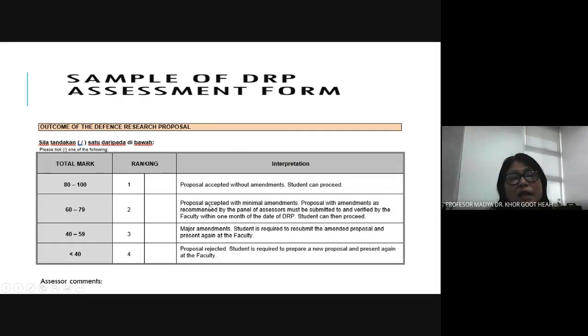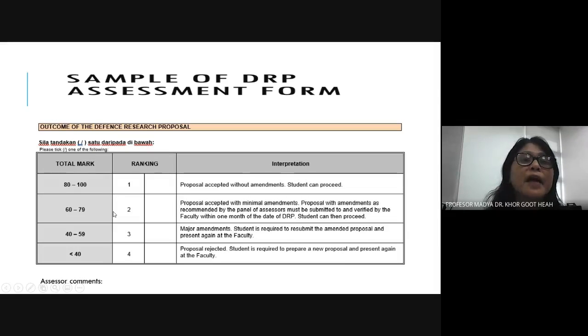And finally, there is the excellent ranking. But I think it is very hard for most students to get these 80 to 90 marks, because this is the excellence mark that evaluators give. The proposal is accepted without amendment, so the student can proceed. Usually a proposal presented by a student is hardly ever accepted without amendment. Sometimes we try to find something for the student to amend, at least some notation or a spelling mistake. Okay.